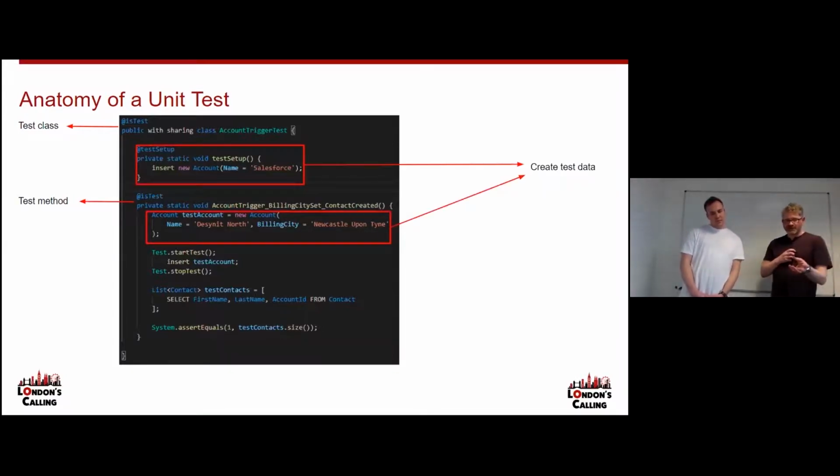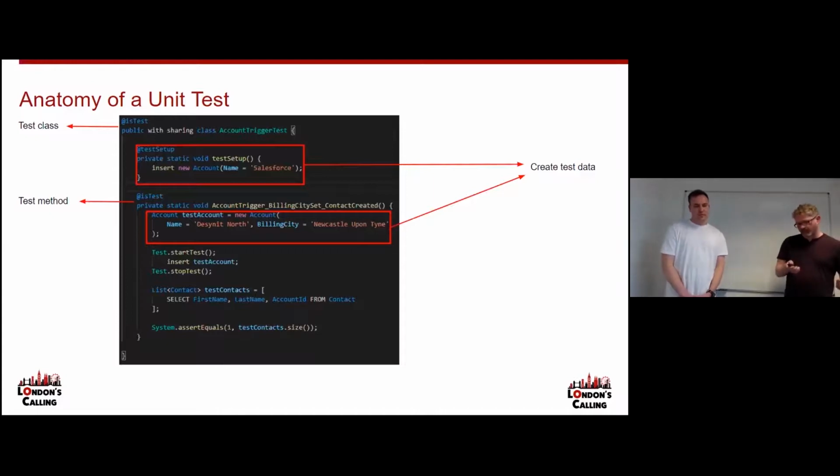And here we can see the data creation that we were talking about earlier. Now, we can do this in one of two places. We can do it in what we call a test setup method, and that means that the data is available to every other method in the class. Or we can do it individually within a single method, and then it gets destroyed when that method is over.